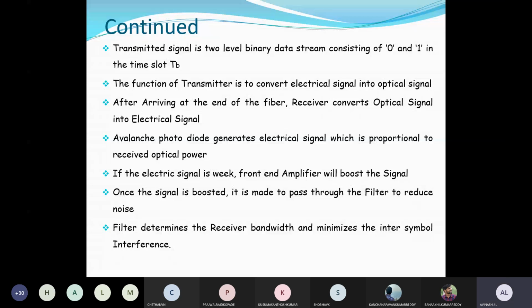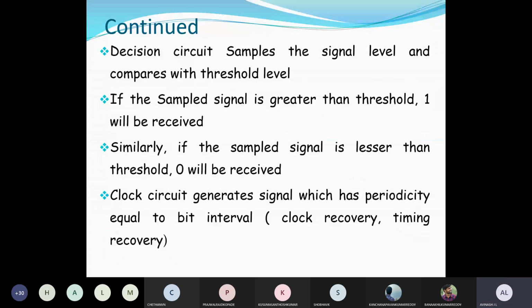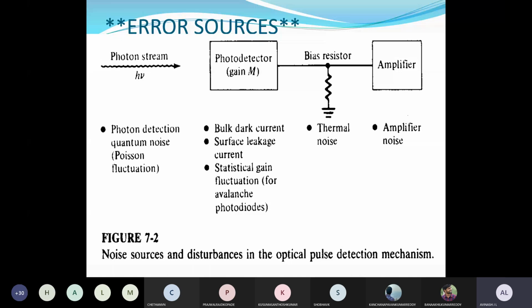In this slide you can see that a decision circuit samples the signal level and compares it with the threshold level. If the sampled signal is greater than the threshold, 1 will be received. Similarly, if the sampled signal is lesser than the threshold, 0 will be received. The clock circuit generates a signal which has a periodicity equal to the bit interval. That bit interval, clock recovery and timing recovery, we have already seen. Once we understand this, we will go to the next concept, called error sources.